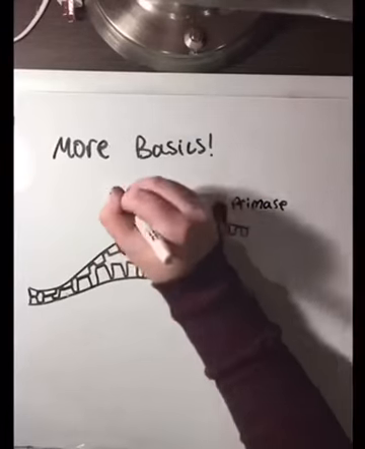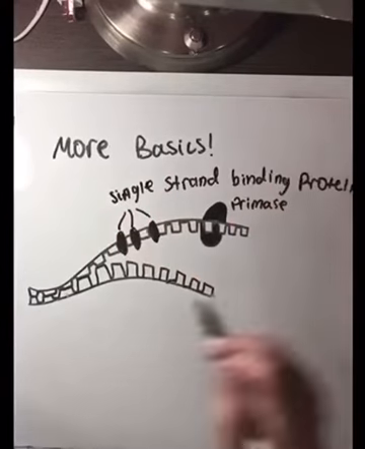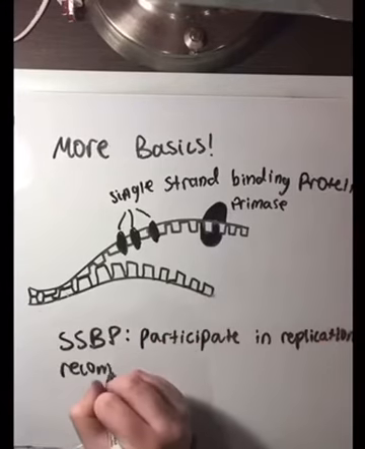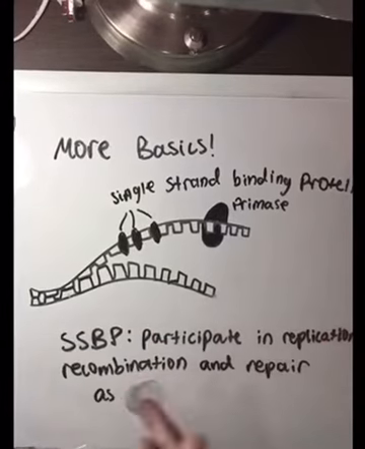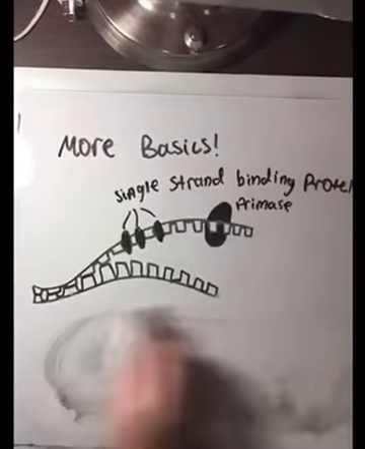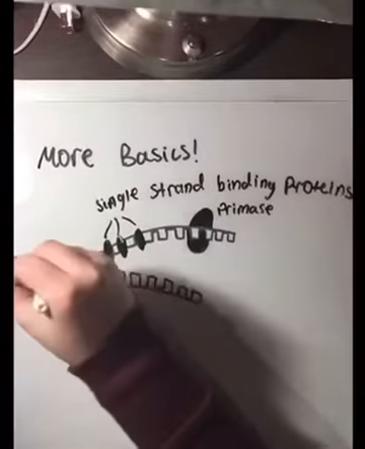Next, we have single strand binding proteins, or SSP for short. After the enzyme helicase separates the double helix, those strands want to reform that helix, but SSP prevents them from doing so. It keeps the strands open so replication can occur.